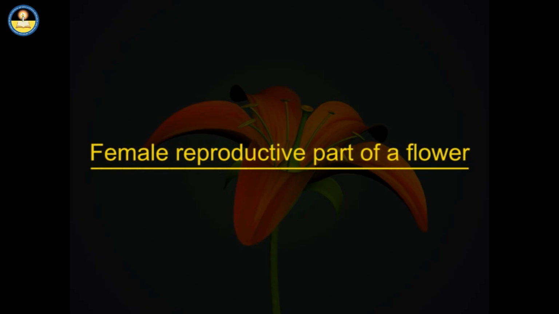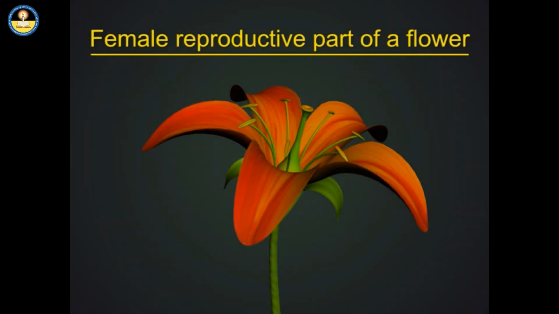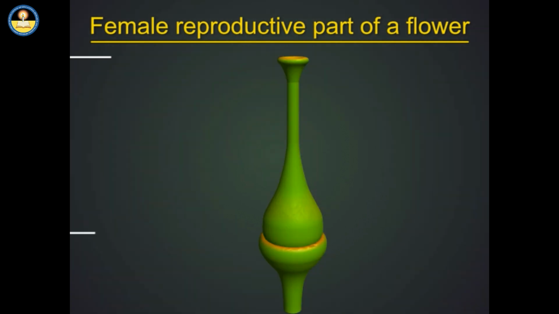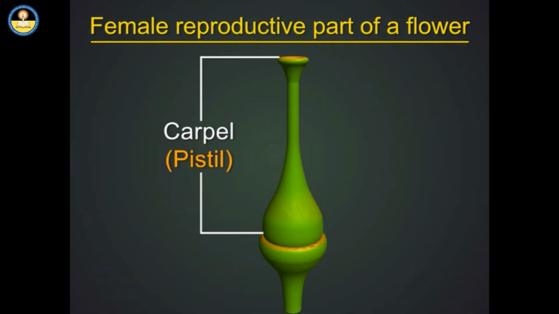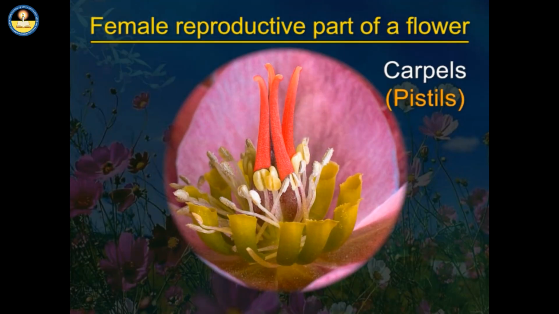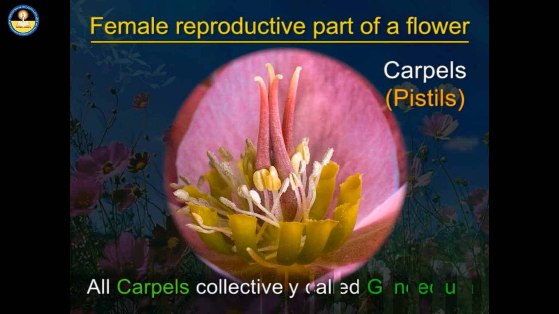Female reproductive parts. The individual units are called the carpels or pistils. A flower may have one or many carpels, either fused or free. Collectively, all the carpels or pistils are called gynoecium.